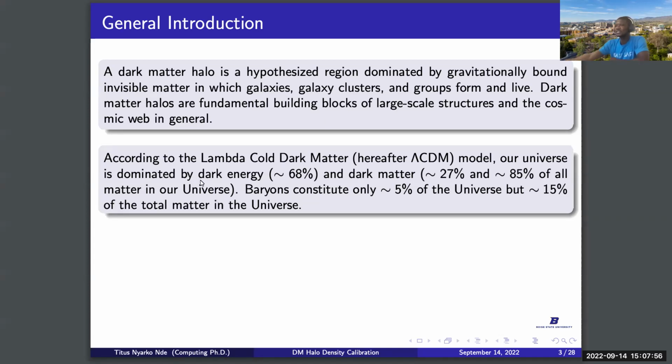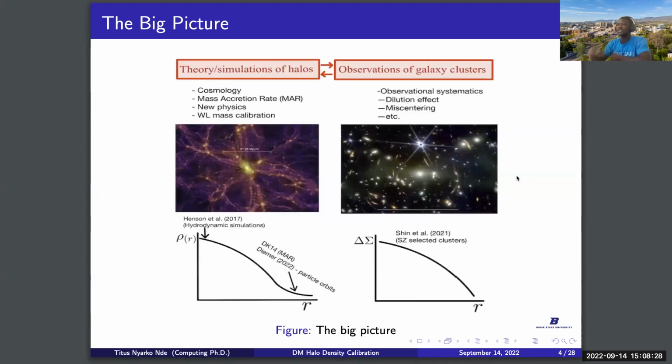The current standard model of cosmology shows that our universe is made up of about 68% dark energy and 27% dark matter. This dark matter makes up about 85% of all matter in the universe. So baryonic matter constitutes only 5%. When we talk of baryonic matter, you can just think of it as everything you know on Earth. Everything on our periodic table is baryonic matter, and it's only 5% of our universe. So understanding the nature of dark matter also helps us understand the dynamics of our universe.